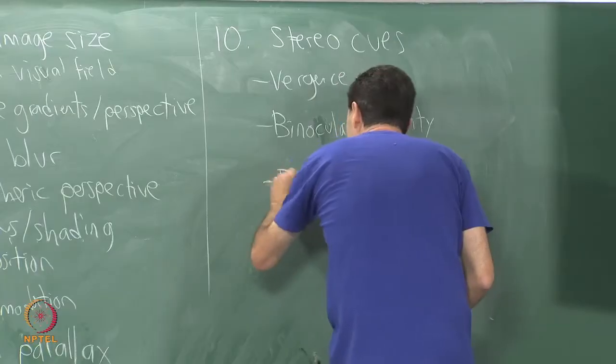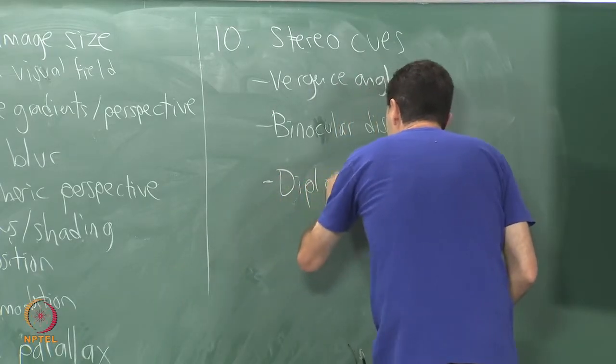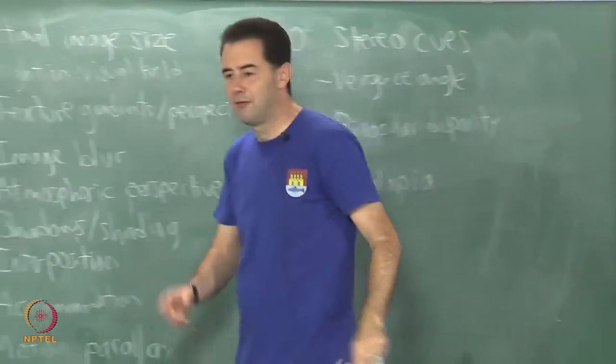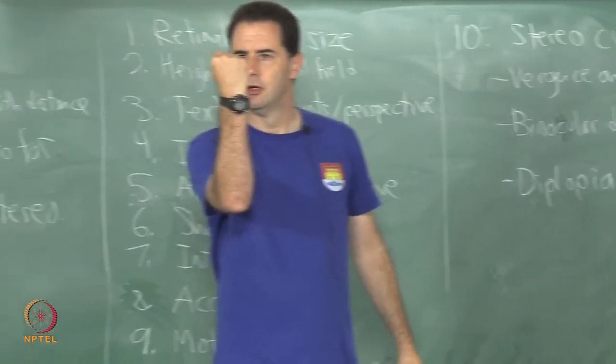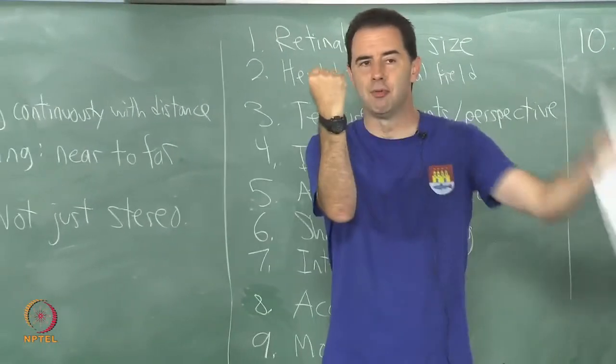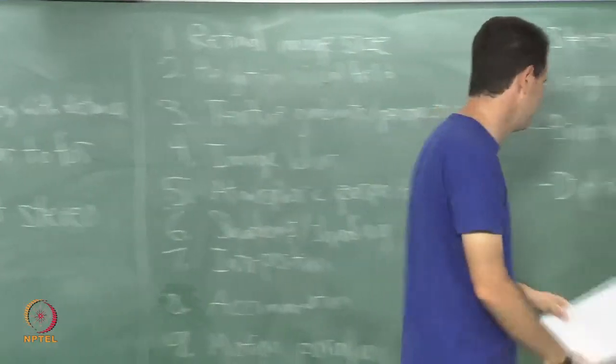There's diplopia, which I mentioned earlier. If I fixate on some close object, then there are multiple images in the periphery. That's additional information.